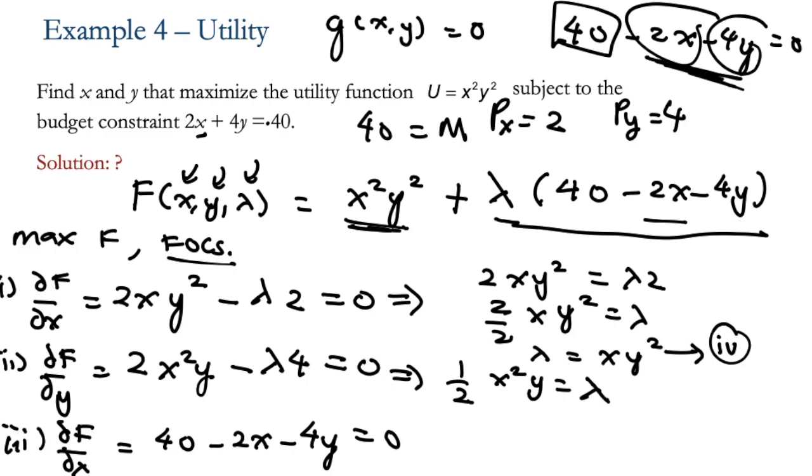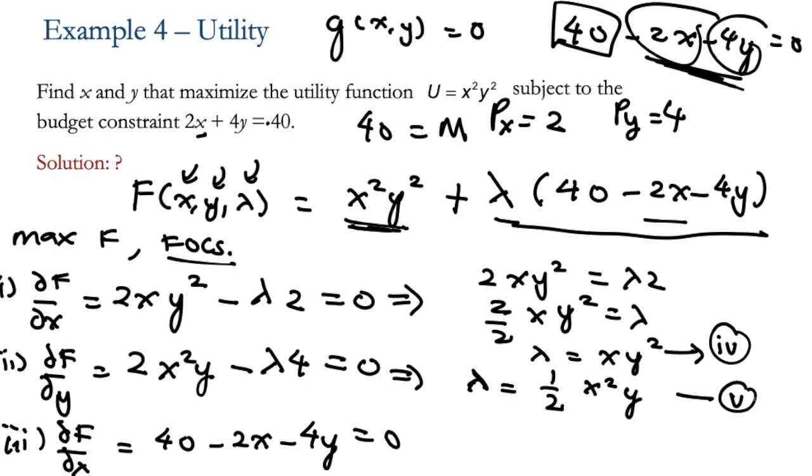I can also write it this way. Lambda. Don't jump like this, yeah? I just show you the final step, but you have to show me how you get this lambda. Lambda equal to 1/2 x squared y, isn't it? So I call this one equation number 5.